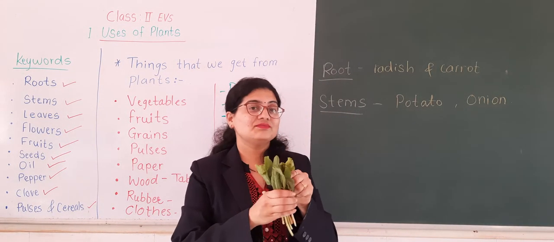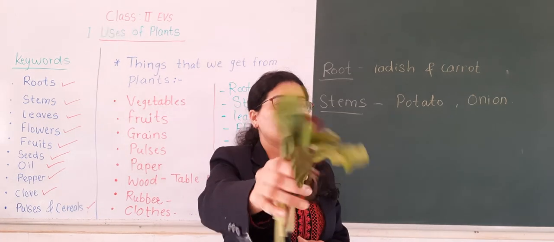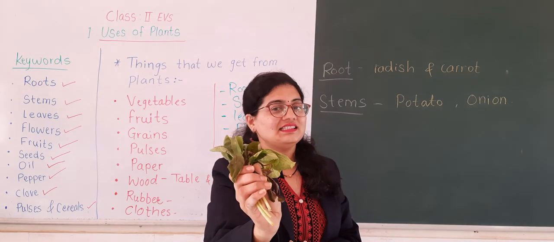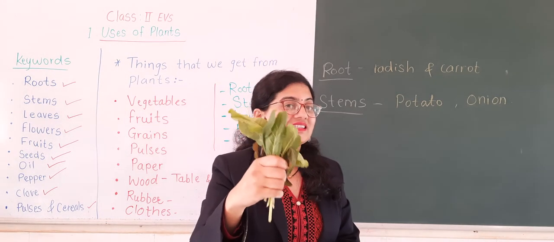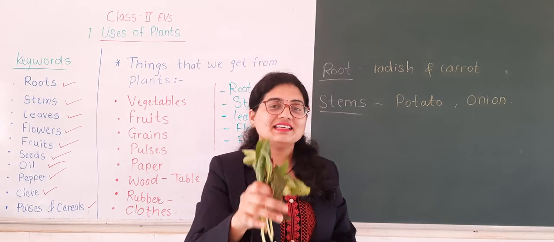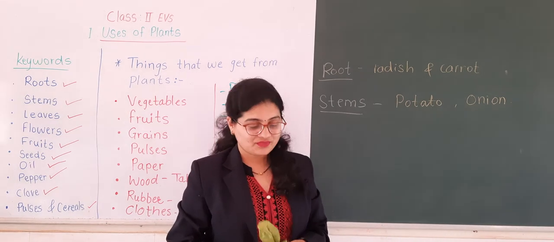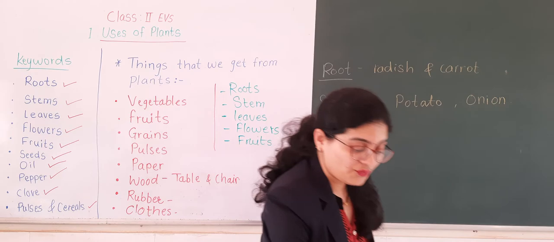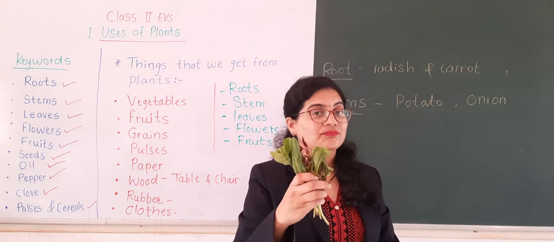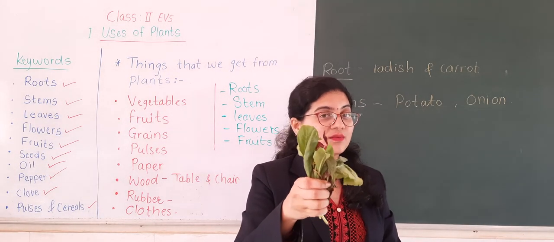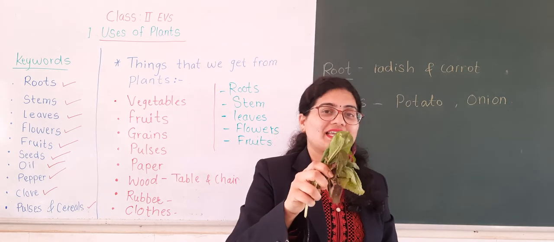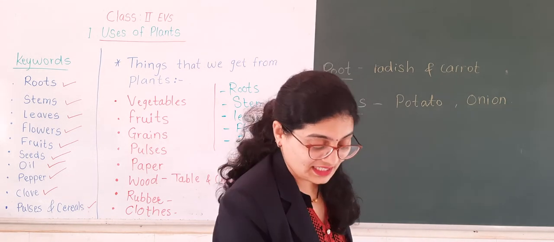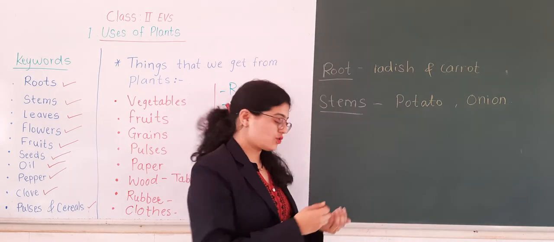What is this? Can you tell me, students, the name of this thing? Yes. What is this thing? This is leafy vegetable. Okay. Which part of a plant is this? Do you like to eat this part of a plant? Okay. These are the leaves of a plant. What are these things? These things are leaves of a plant.